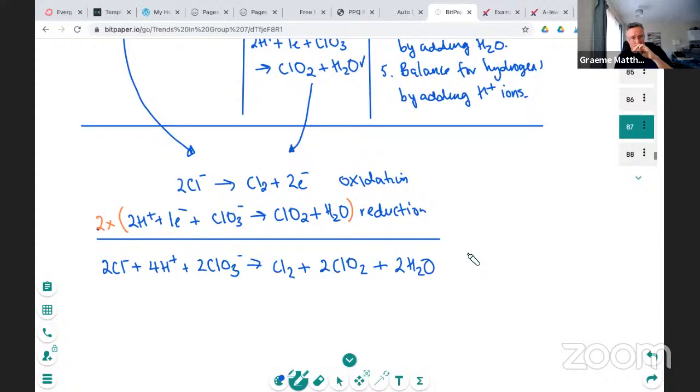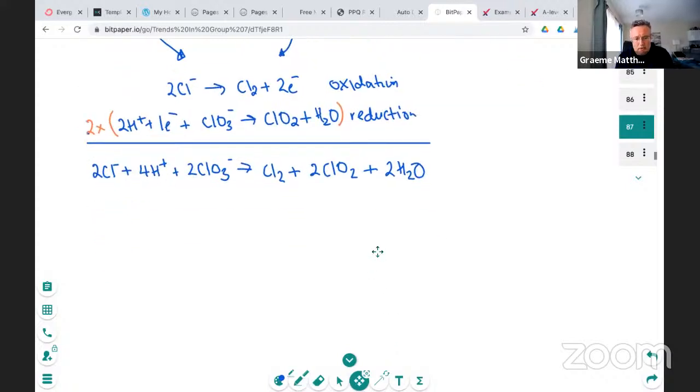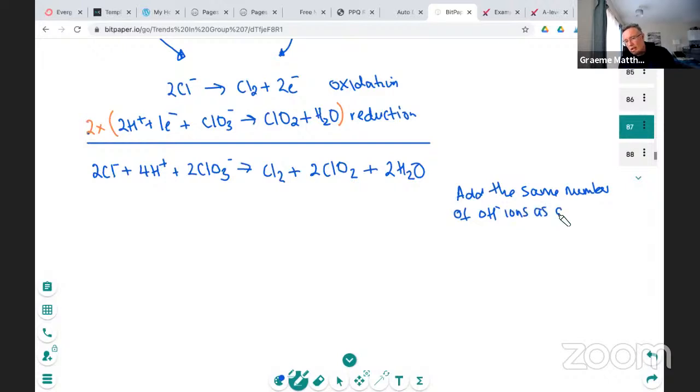All right. In alkaline, there's only one extra step, chemists, and it's so easy. All my A-star students, don't worry about it. All you've got to do is add the same number of hydroxide ions as hydrogen ions. Yeah.